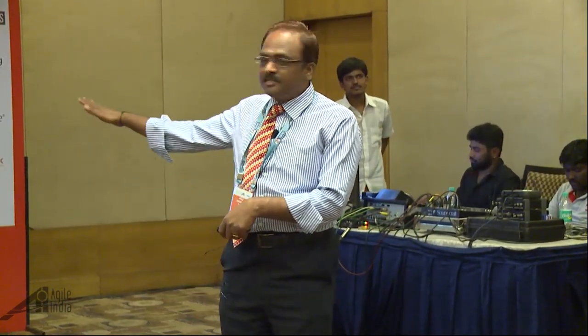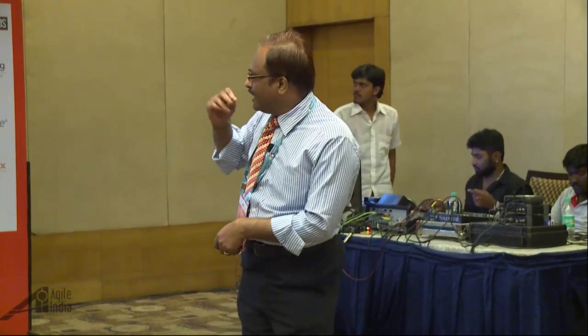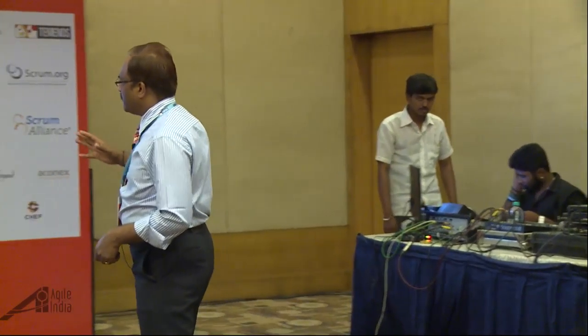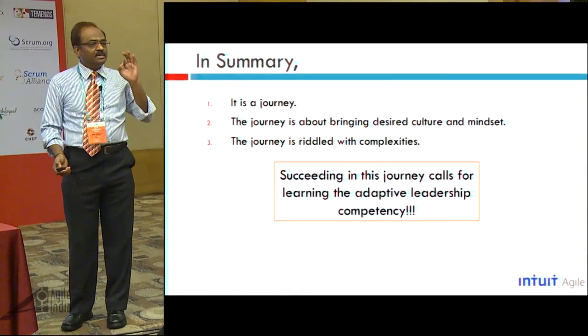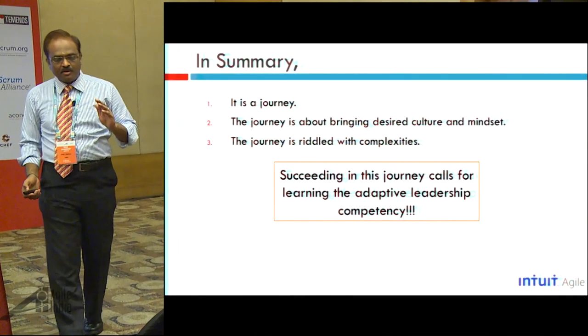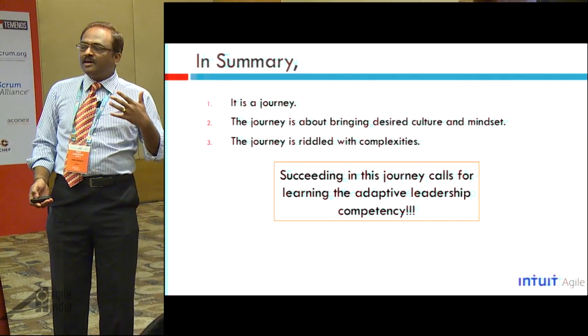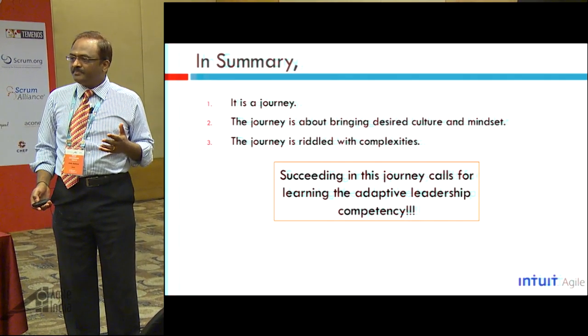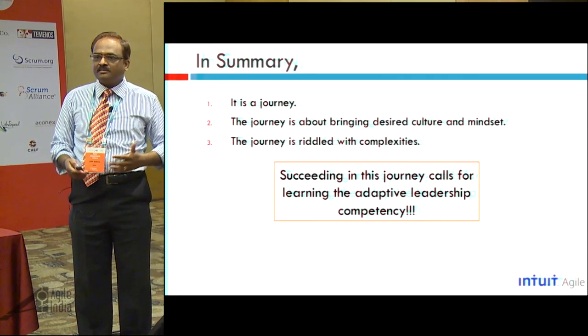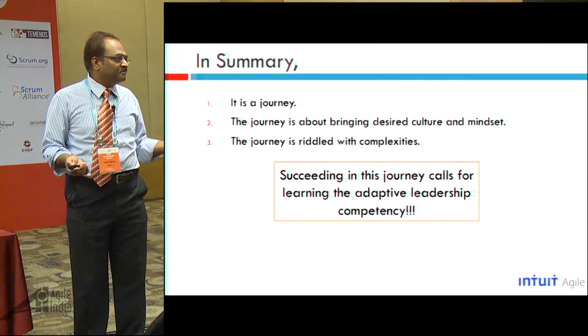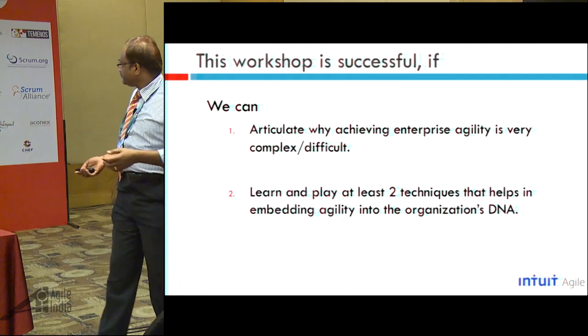Okay, cool. So this is my summary. It's a journey. It's all about bringing a desired culture and mindset. It's riddled with complexities. To succeed in this journey, it calls for an adaptive leadership competency. This is my bottom line. It calls for new skill sets in people, and that's a leadership competency. Some of us have it, some of us are learning, some of us will have to pick it up. It's not going to come on its own.